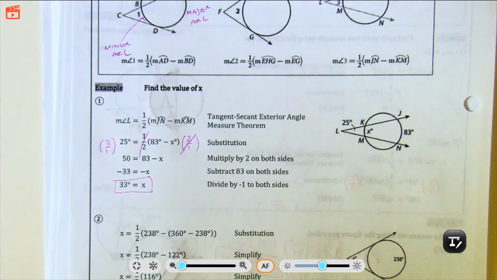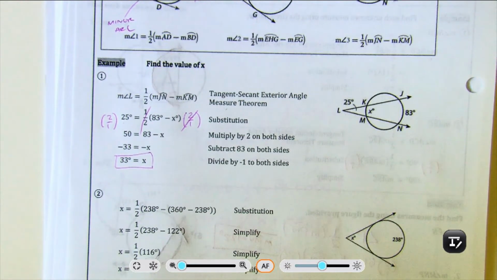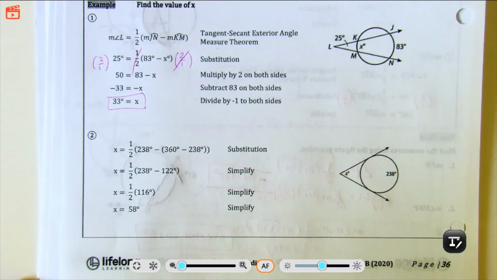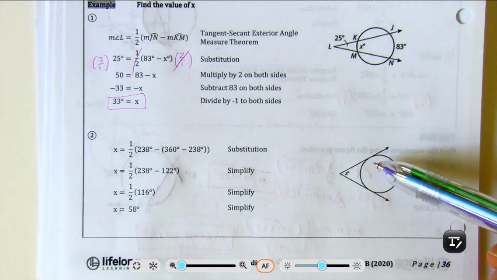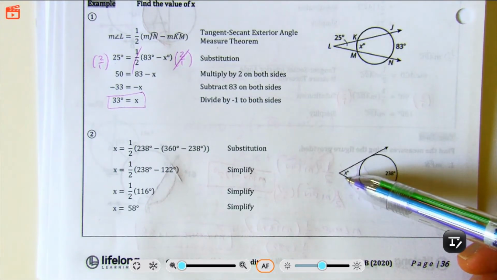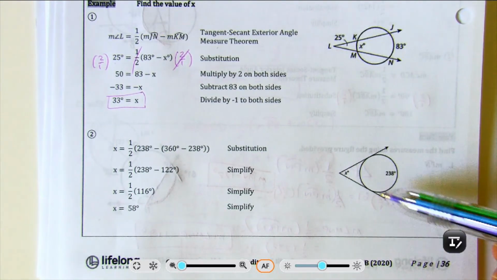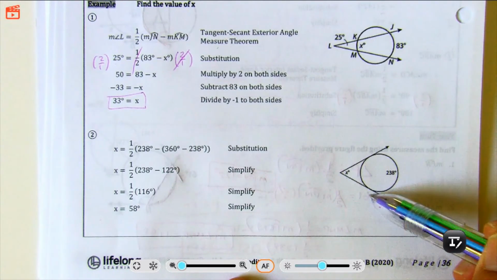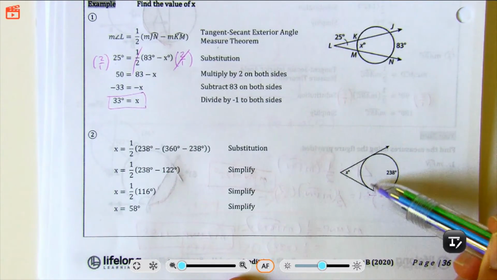Okay, now let's look at problem number 2. And there's a twist with problem number 2. So let's talk about that twist. To start off, this is a tangent-tangent exterior angle. And we know that this is going to be the major arc. The major arc is 238. And the minor arc we don't know. But we need to know this to find x.